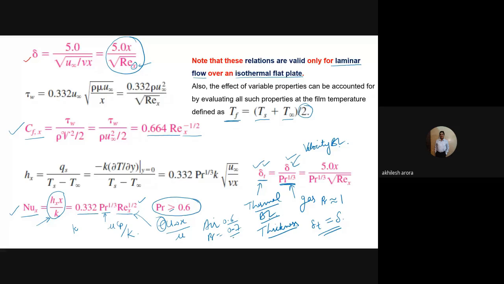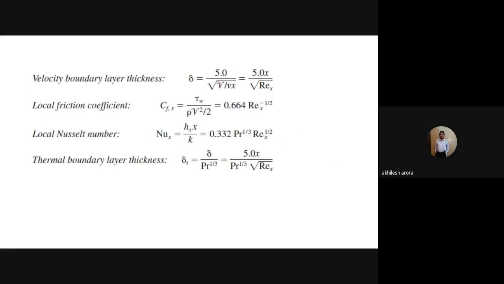Here we have calculated two relations: one for the local friction coefficient, and another for the local heat transfer coefficient, or local Nusselt number correlation. These are the various terms: velocity boundary layer thickness, local friction coefficient. The same equations are written here. I am showing you again and again only so that you are in a position to remember them.